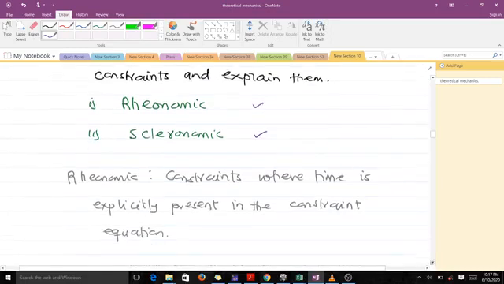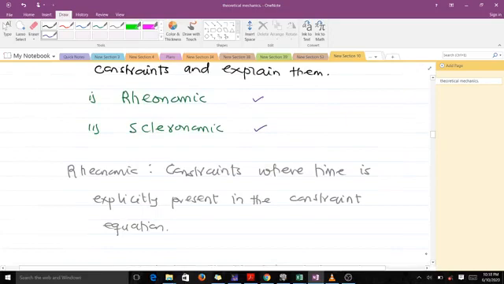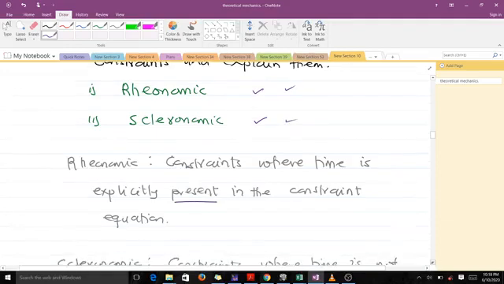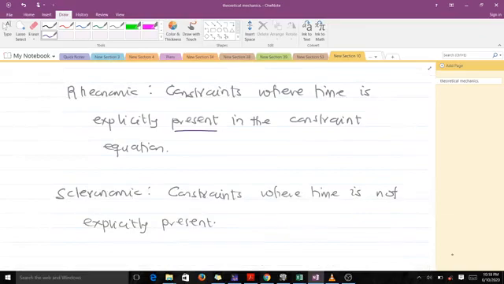Alright, so the rheonomic is a constraint where time is explicitly present in the constraint equation. So the only difference between these two, that's the rheonomic and the scleronomic, is that whilst the rheonomic constraint is where we have time being present explicitly, the scleronomic is a constraint where time is not explicitly present, right? So that's the difference between the two types of holonomic constraint. So this is the answer to the second part of the question.